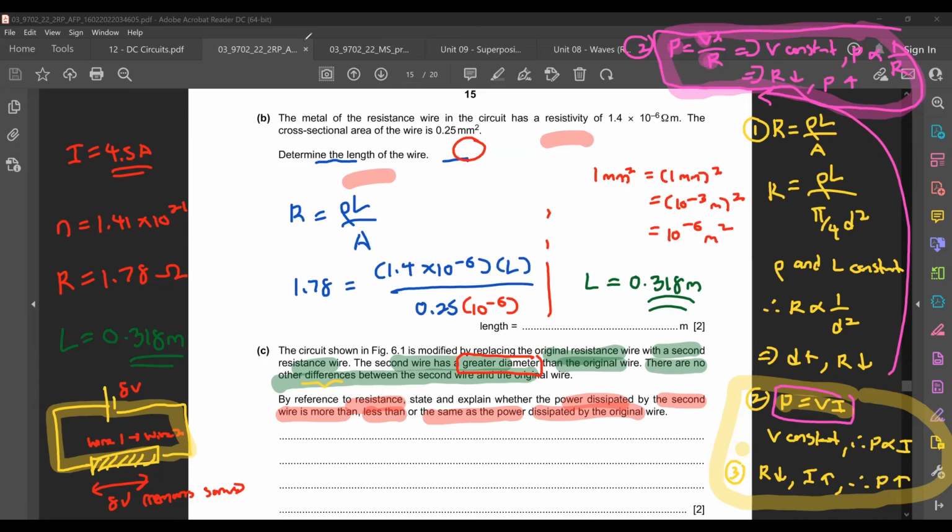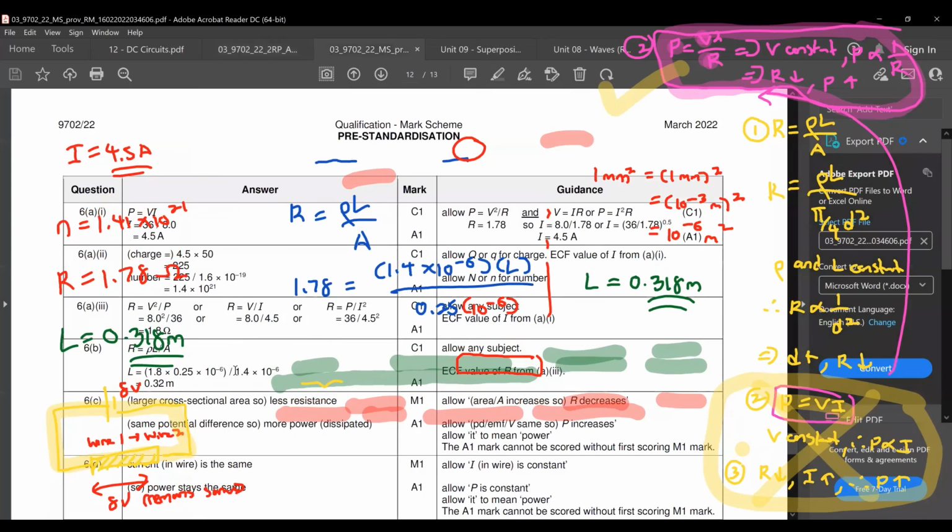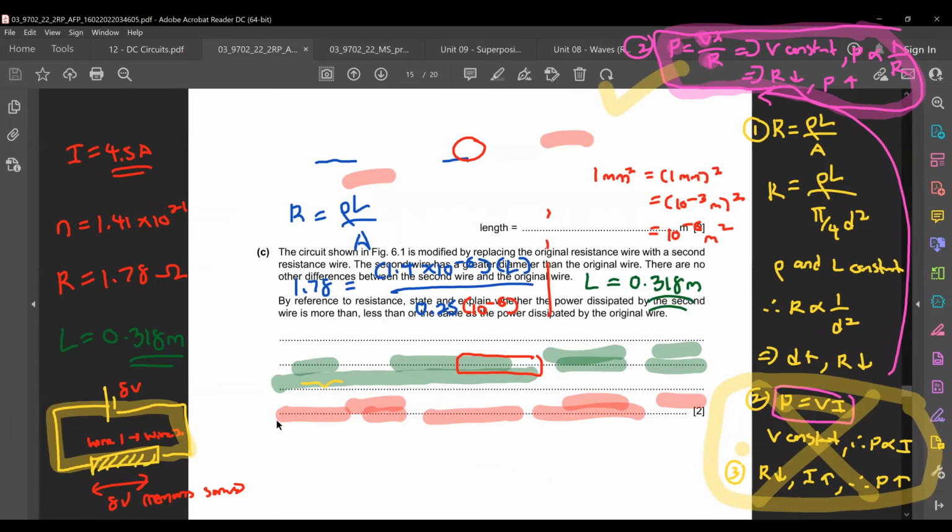Now you may be wondering why I can't also use I squared R. It will still give you that same kind of working where it's a bit tedious. You can still use P equals I squared R if you wanted to, you can use P equals VI, but those are a bit tedious, so I won't recommend that you use this. Instead, please use the one at the top, P equals V squared over R. It will make your life a lot easier.